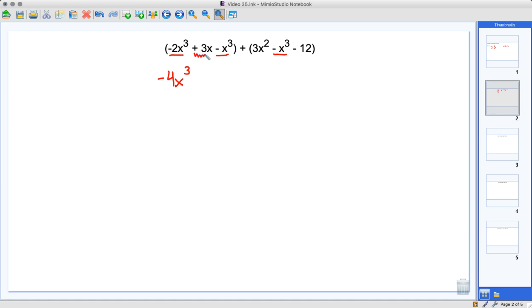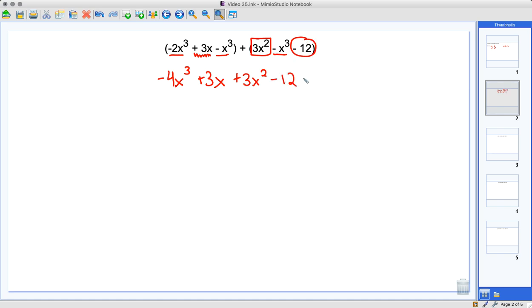Then I've got a 3x. There are no other x terms, so we just write 3x. So I'm done with the first set of parentheses. I move to the second one. So then I've got 3x squared, no other x squared terms. And then I've got my minus 12.